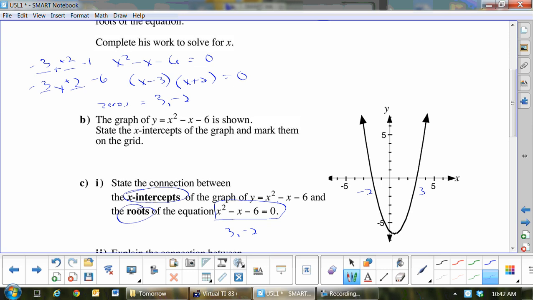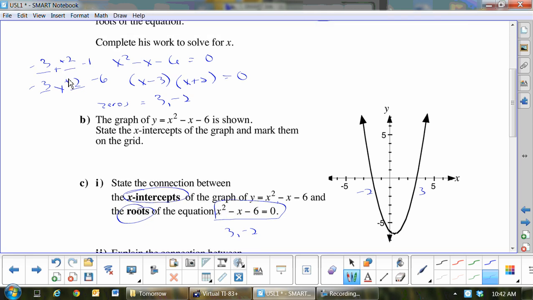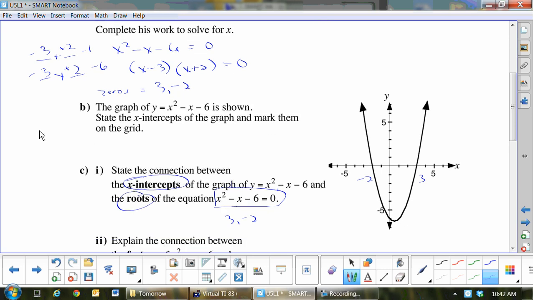So take your time to remember that when you find these, those are not the answers. Those are your factors that you found here. The zeros are what you're looking for here.